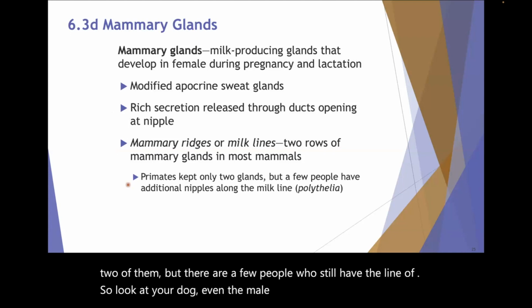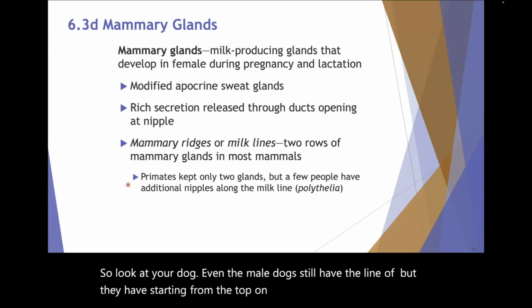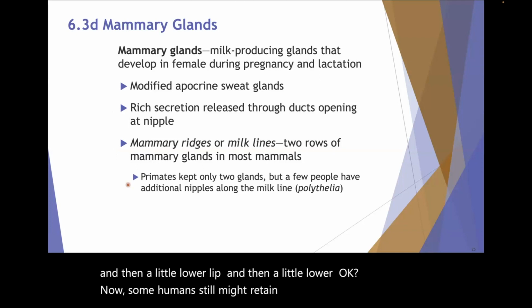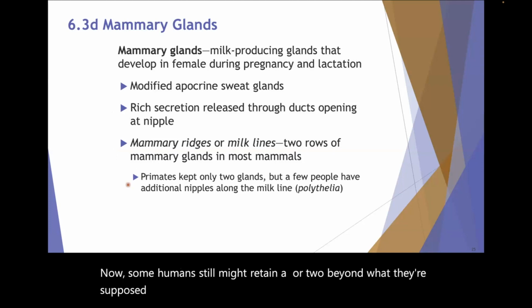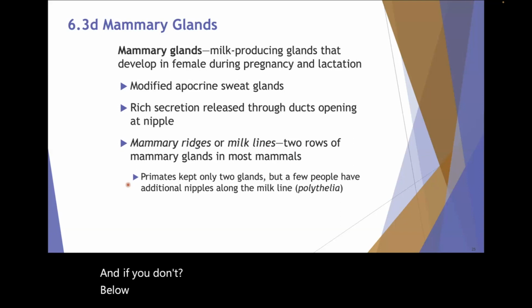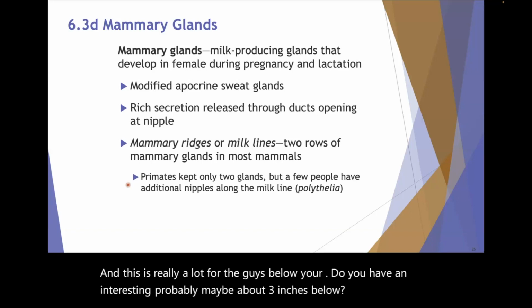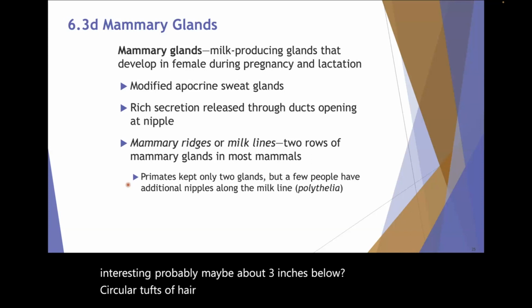So look at your dog. Even the male dogs still have the line of nipples, starting from the top, on the right and the left, nipple, and then a little lower, nipple, and then a little lower, nipple, okay? Now, some humans still might retain a nipple or two beyond what they're supposed to. And if you don't, below your nipples, and this is really a lot for the guys, about 3 inches below, do you have an interesting circular tuft of hair? Just saying. All righty.